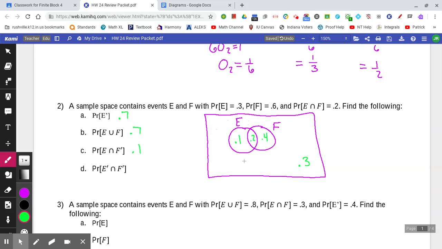So not in E would be anything outside of circle E. Not in F would be anything outside of circle F. But the "and" means it has to be where they both are. So this is asking for outside of all of the circles, which is going to be 0.3.